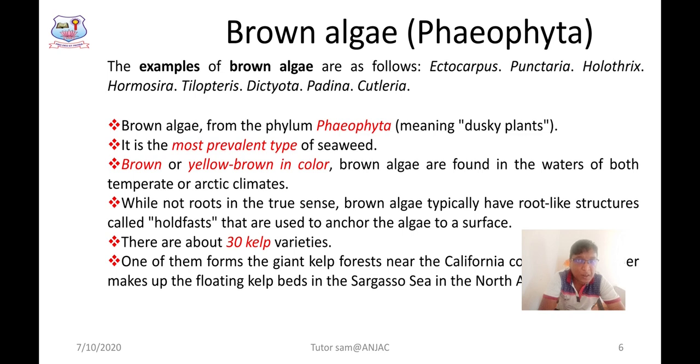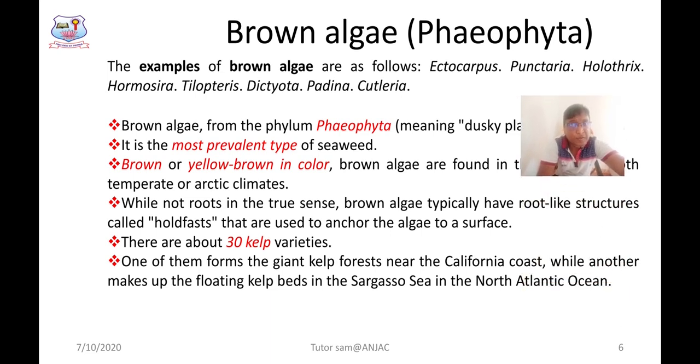They contain root-like structures, but in the true sense they are not roots. They are called holdfasts. We have discussed the function of the holdfast in the previous slide. They are absorbing units, which help the algae adsorb to a surface for its growth. There are about 30 kelp varieties in brown algae. One of them forms the giant kelp near the California forest, while another makes up the floating kelp beds in the Sargasso Sea in the North Atlantic Ocean.